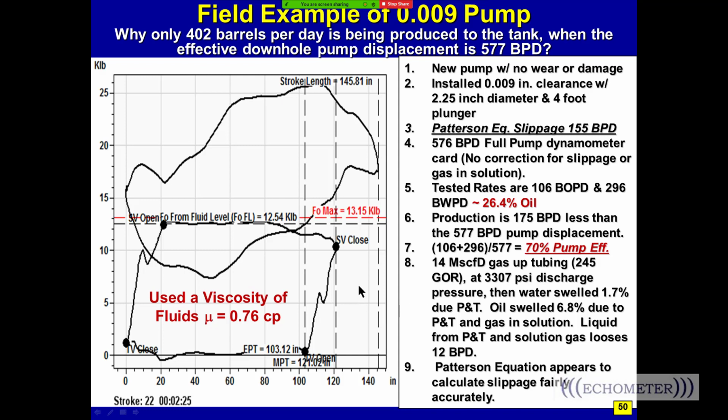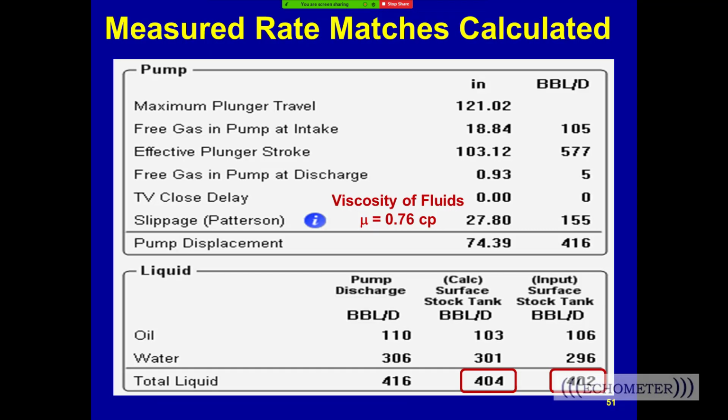So the problem wasn't that the pump wasn't pumping what they designed. The problem was that they didn't understand that the effective plunger travel when the pump's full of liquid wasn't 577 barrels per day, but actually 402 barrels per day, based on reduction from slippage. And so here's the calculation.